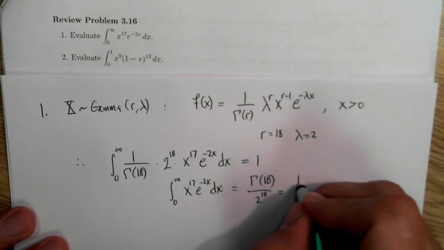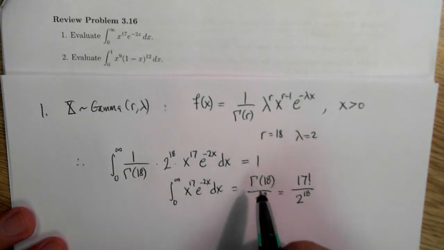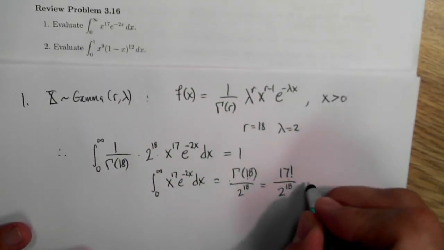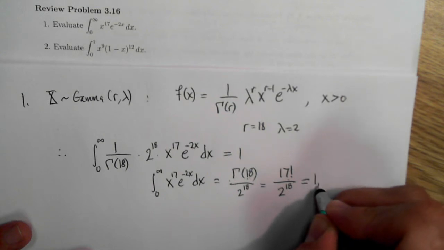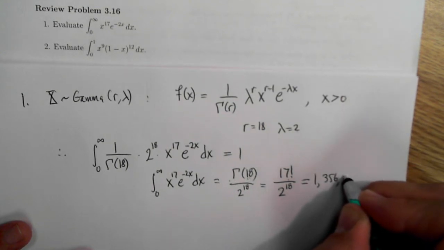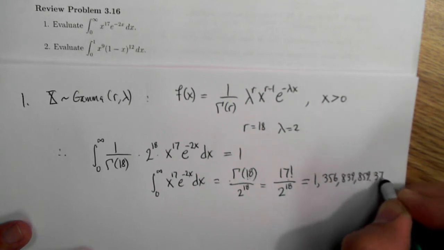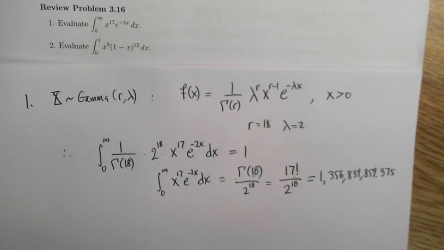Now gamma of 18 is 17 factorial, using my rule that gamma of n is n minus 1 factorial as long as I have an integer. So then I just have the small matter of plugging into a calculator and getting this out. And I did this ahead of time. I got 1,356,839,859 and 3/8. And so that's the integral, just simply using properties of the gamma distribution.